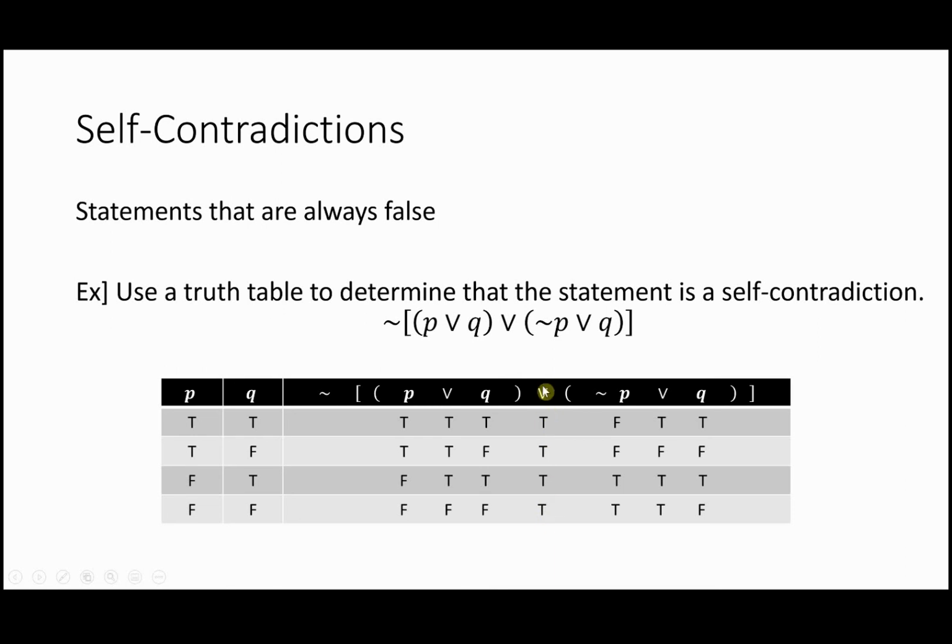This column right here represents the truth value of this bracketed piece, and then to finish the compound statement, we need to negate it, and that's how we get F's all the way down, a self-contradiction by definition. So it didn't matter what truth value combinations we had for P and Q, and we investigated them all. That's the point of the truth table, is to investigate all truth value combinations for all of your statement components. That's the purpose of this organizational tool, okay? And in every instance, the statement was false. That makes it a self-contradiction, okay?